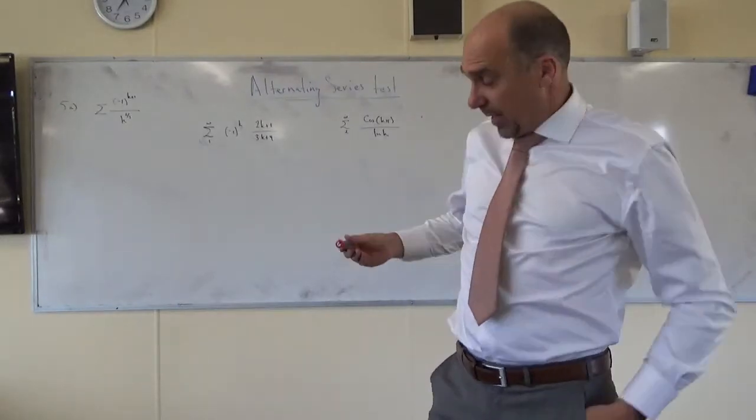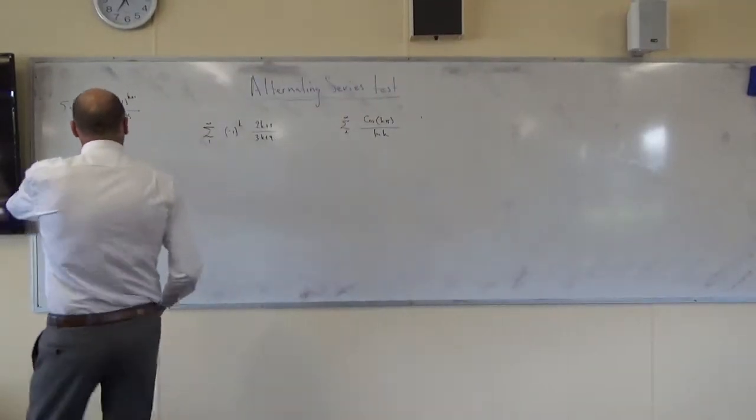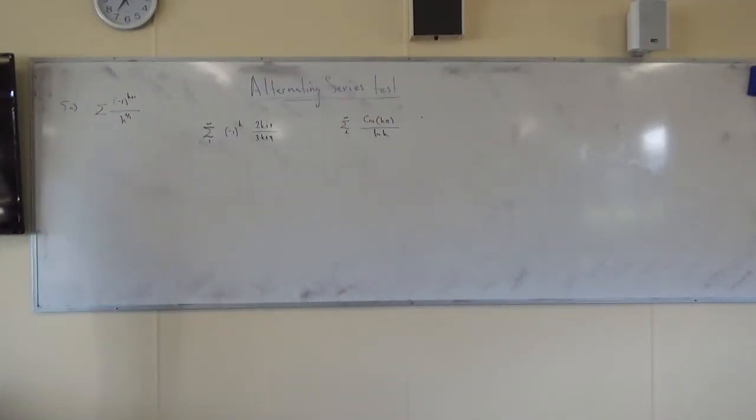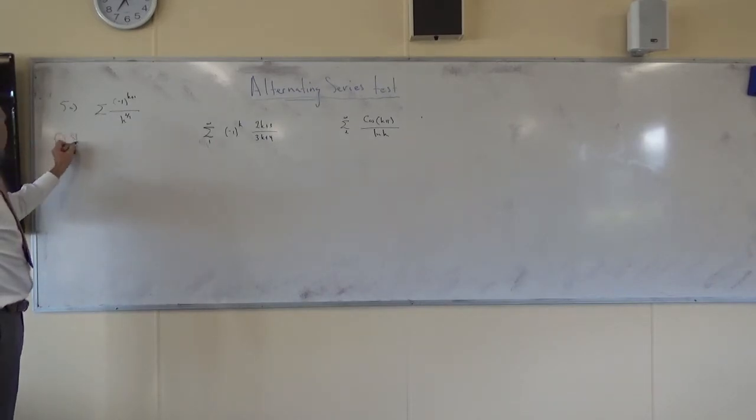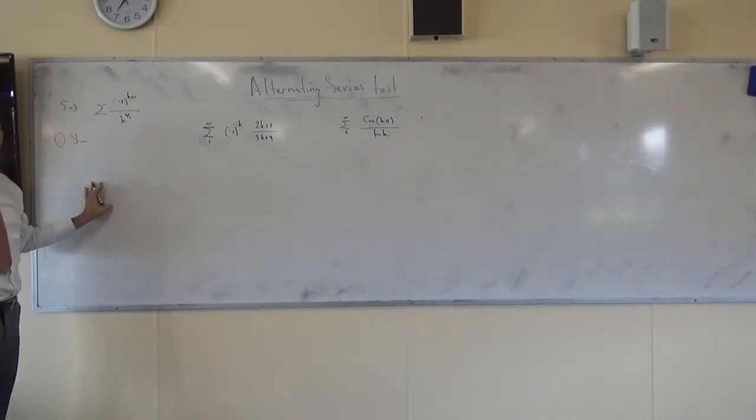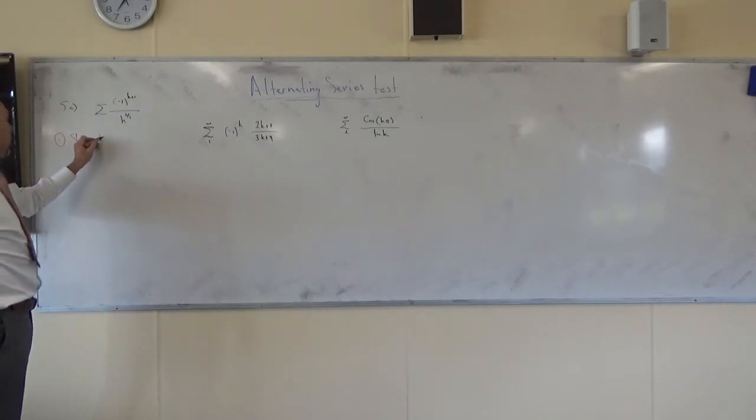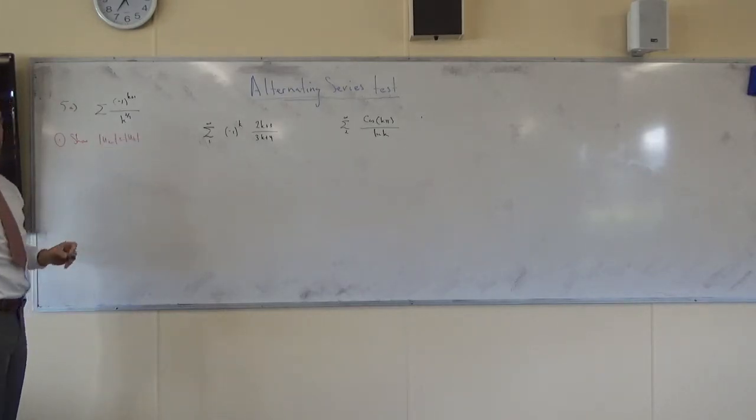So let's just do this, shall we? First of all, we've got an alternating series there. Okay, let's just test to see if it converges. So first of all I have to show, just to remind us, for an alternating series test we've got to show that U_{k+1} is always less than U_k.